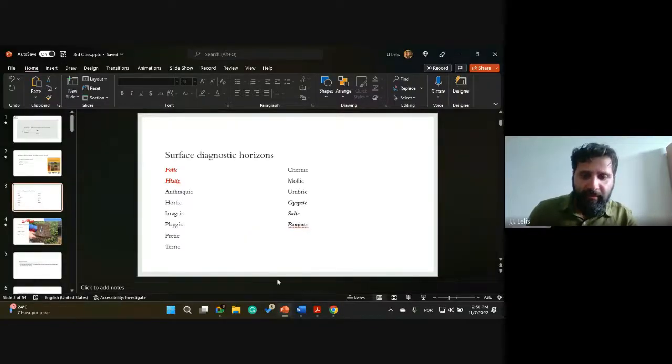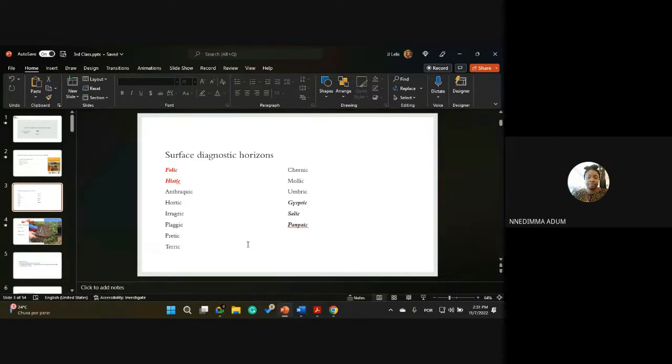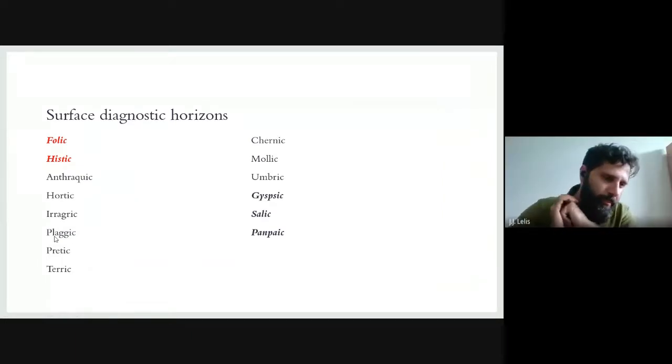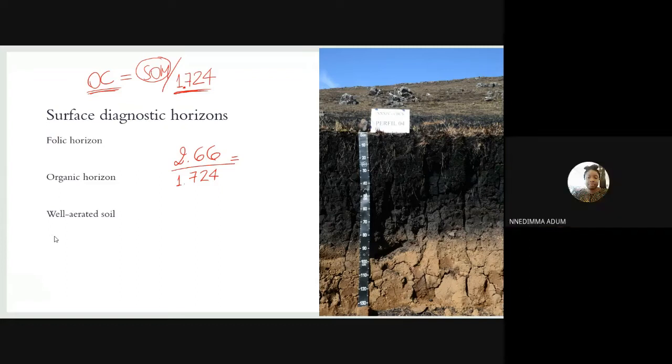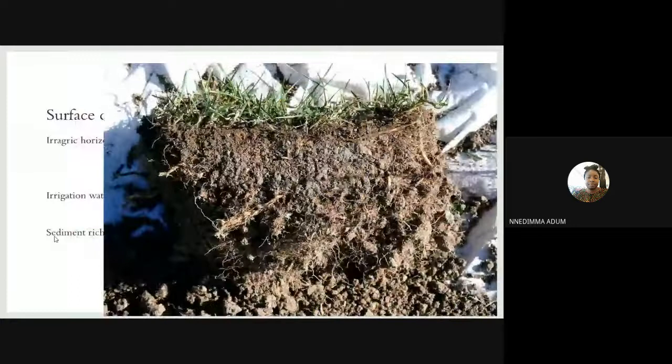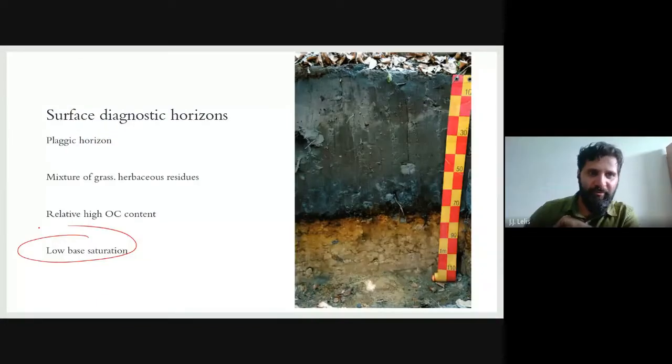Sorry, I have a question. I actually said pelagic to this first one. Why? Actually, because of the color, it has a low value of color. It was actually the color that I was looking at. I didn't check the base saturation, but now I've seen that pelagic has a base saturation of less than 50%. Yes. So it's not a pelagic horizon.